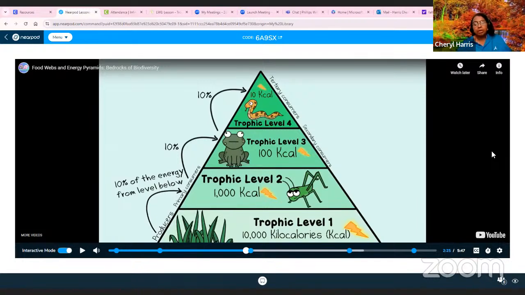So plants take in 100% of the sun's energy and they use that energy. Their life processes require energy, and 90% of that energy is used. What is stored in the plant is only 10% of what it originally got. So when the next organism feeds on it, the amount of energy available to it is only 10% of what it originally consumed.